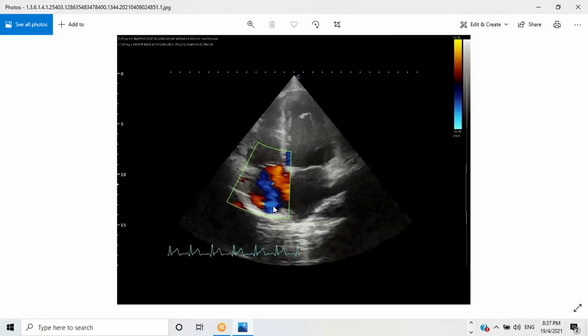Okay, can you see it a little bit better right there? So this is the bluish color, which tells you that there is a flow from the RV across the tricuspid valve into the right atrium. It's moving away from the transducer, and it's blue.